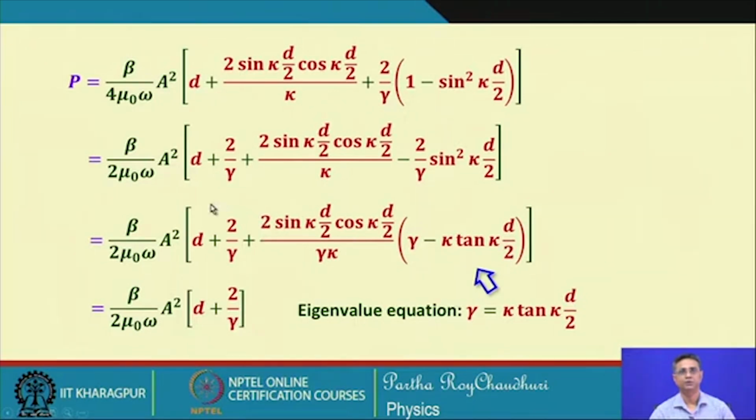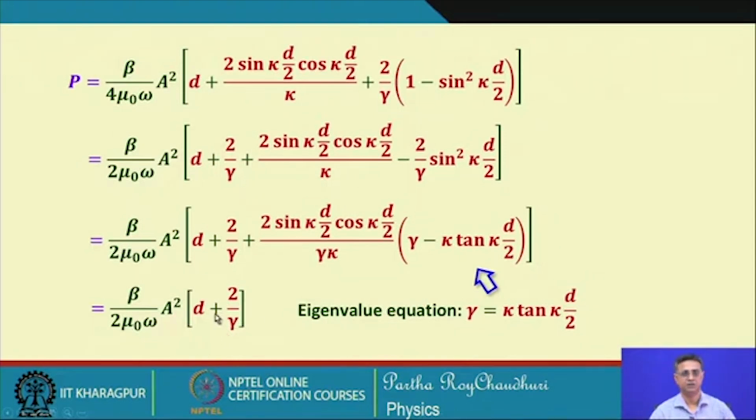Therefore, we end up with only this quantity, and we can write the power flow, the content of the power per unit length of the waveguide, by this expression: beta by twice mu naught omega a square times d plus 2 by gamma, and gamma also represents the depth of penetration of the field, that is 1 upon gamma in the cladding region.